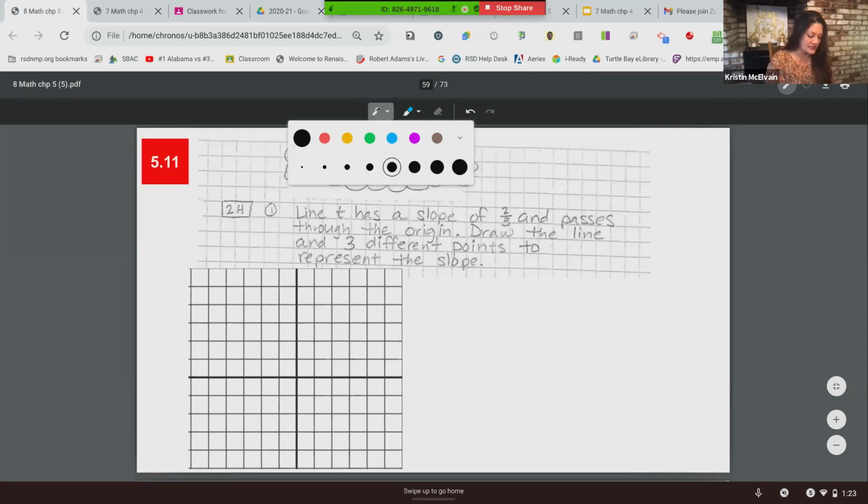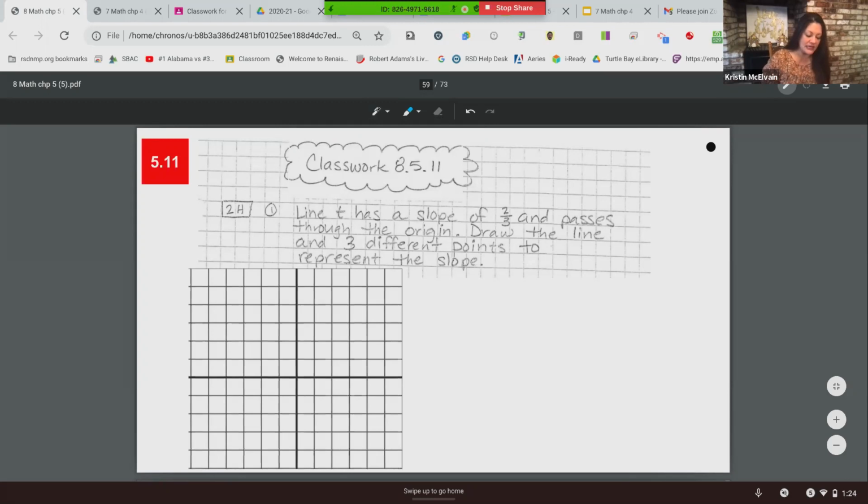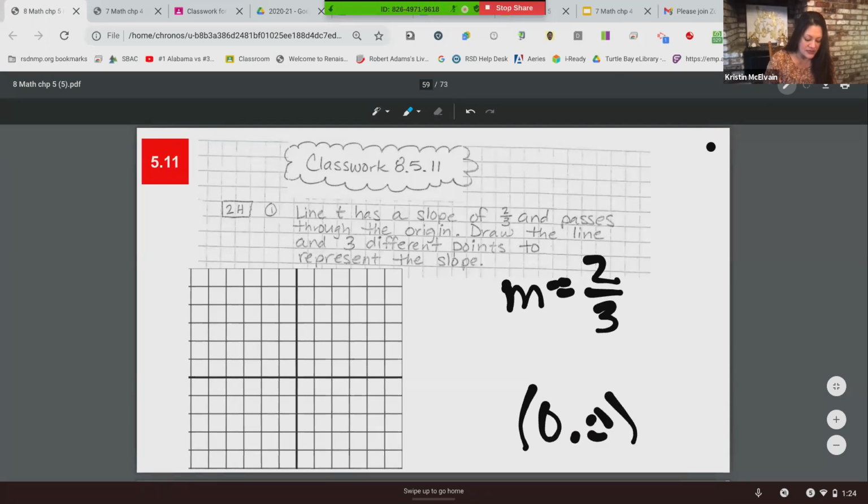On this, we see that line T has a slope of 2/3 and passes through the origin. Draw a line and 3 different points to represent the slope. So we already know that it gives us a slope of m equals 2/3. And it says it passes through the origin, which is 0, 0. And so that lets us know that b is 0. Okay, so we can go ahead and plot that.